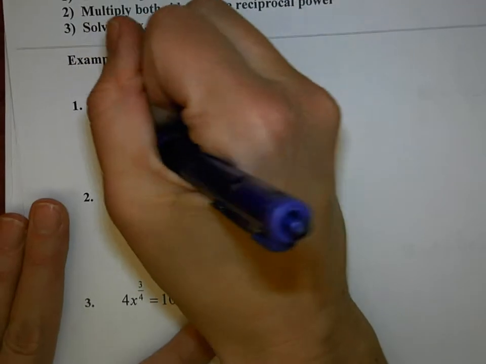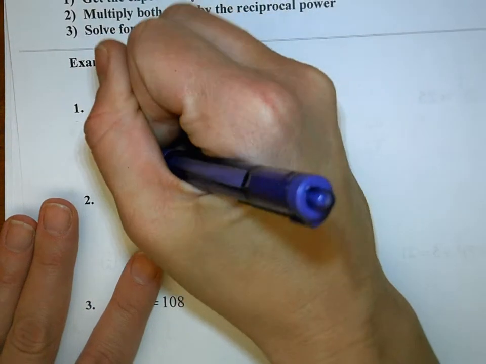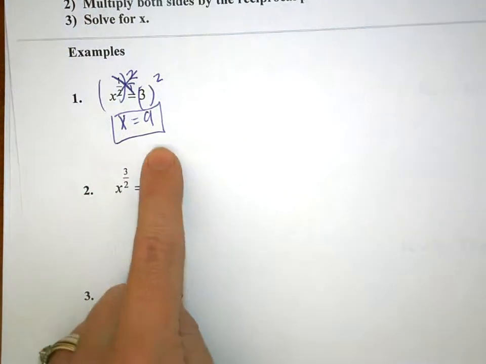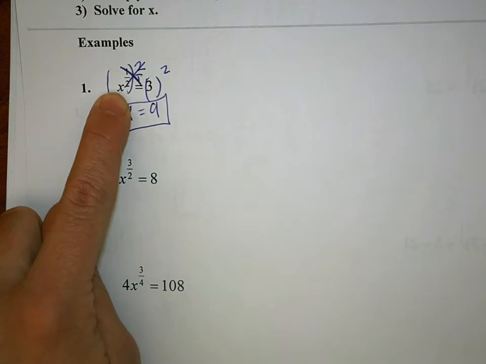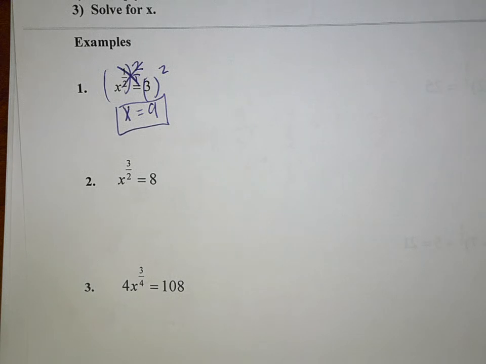So now x is by itself, and what is 3 to the second power? 9, okay? And that's my answer. And if you think about it, 9 to the 1/2 power, what is the square root of 9? 3. So you could always plug it back in and check to see if it works out correctly. But that's your answer. Questions so far? Okay, so example 2.